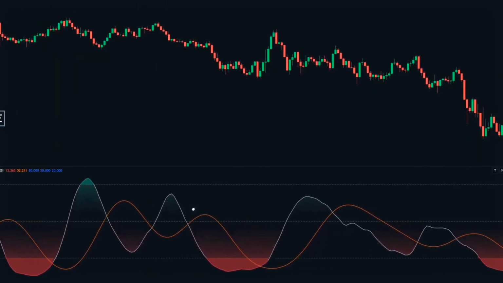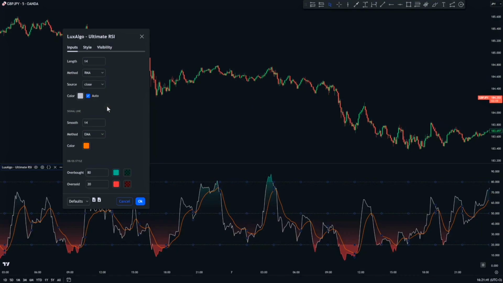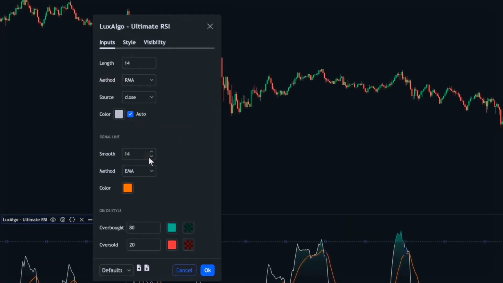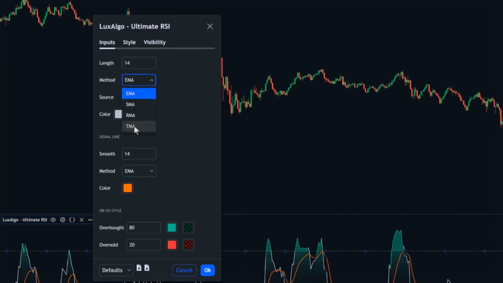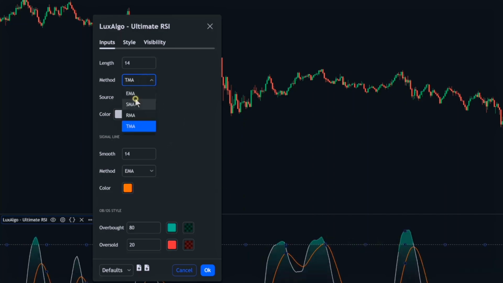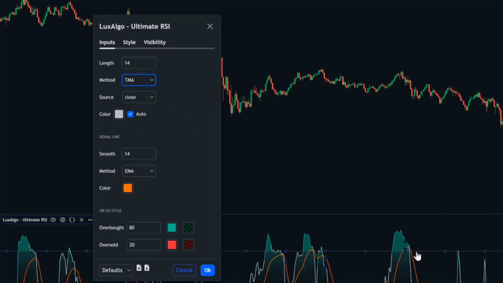To optimize this indicator, a few settings need to be changed. The length, which determines how many past candles are considered in the RSI calculation, is best left at the default value of 14. The method affects how the RSI is smoothed, and choosing TMA provides a balanced approach. The source should be set to close price to get the most accurate signals.